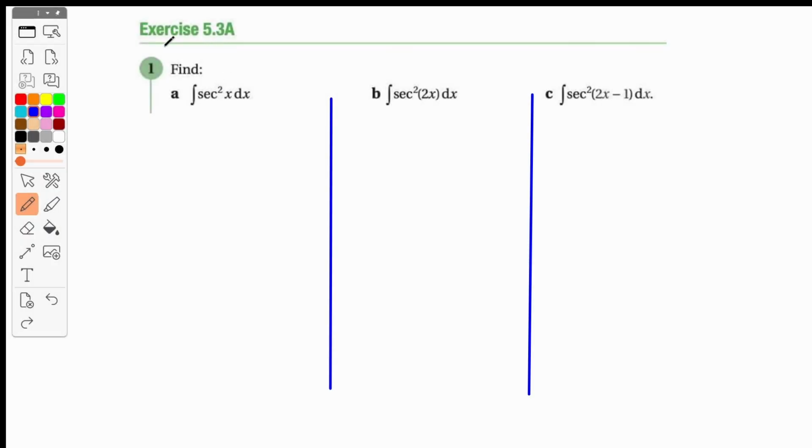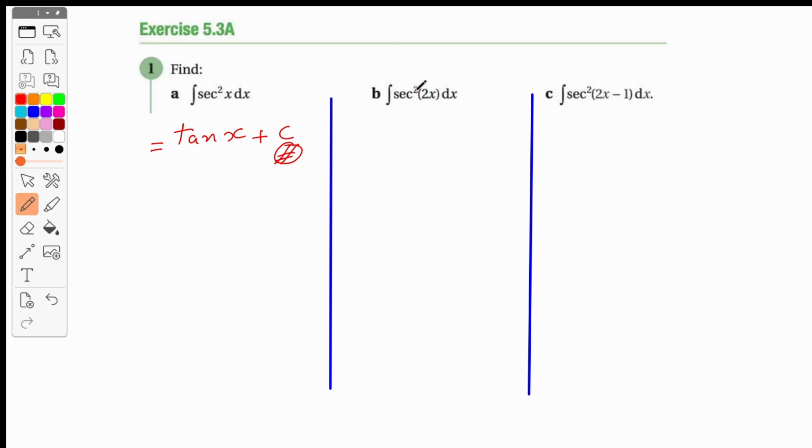Here we start exercise 5.3a, the exercises given in this topic. The first one is very simple. The integral of secant squared x is just tan x plus c. This is just a formula, and it will be given in the formula sheet. So this is a very simple question. I think this will not be given in the final exam because it's very easy.